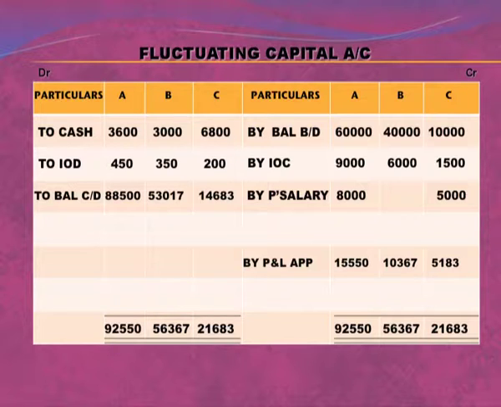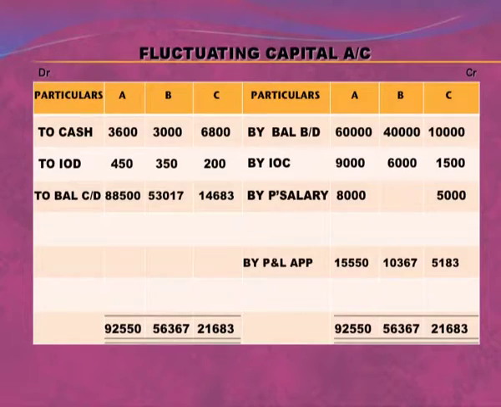All these three items will be transferred on the credit side of the partners' capital account because they result in an increase in the capital of the partners. Now on the debit side we have written to cash, that is the drawings made by the partners. For A 3,600, for B 3,000 and for C 6,800 because he is withdrawing in addition to a salary of 5,000. Then interest on drawings, that was also given in the question, and you have written on the credit side of the P&L appropriation account, that is 450 for A, 350 for B and 200 for C. We have also transferred all these on the debit side of the partners' capital account.